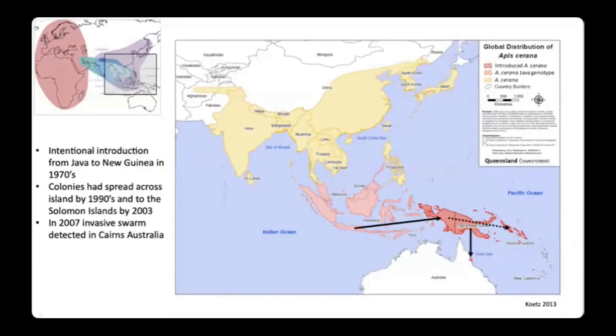In 2007, a reproductive swarm was discovered in Cairns, Australia. And as part of a biosecurity response, eradication of the colonies was attempted. And during this time, population sampling was conducted from their point of introduction to about 2018. So during this time, the species expanded to about 10 to 50,000 colonies across a range of 10,000 kilometers squared.